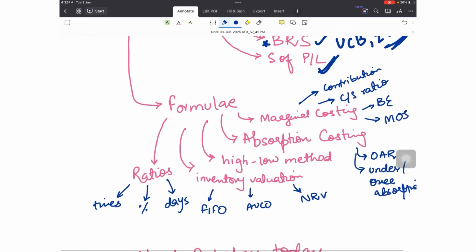Then moving towards the formulas. First, we have marginal costing, for instance. So what you need to revise is how contribution is calculated, that is sales minus marginal cost or all the variable cost. Then the contribution to sales ratio is sometimes given to you, and you have to find out the break even. So revise the formula. For instance, if variable cost is unknown, you can find that out using the CS ratio.